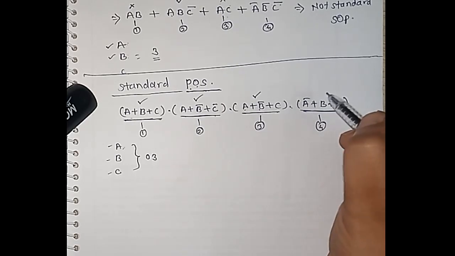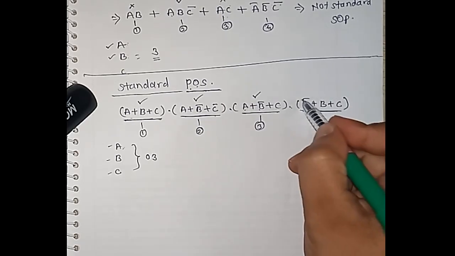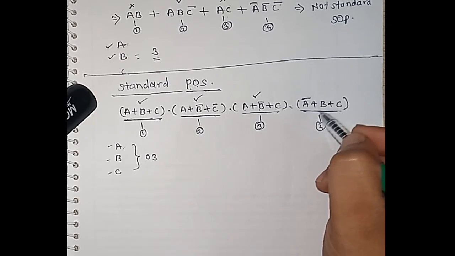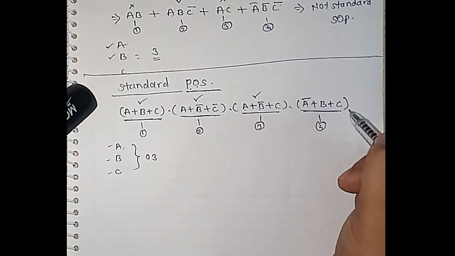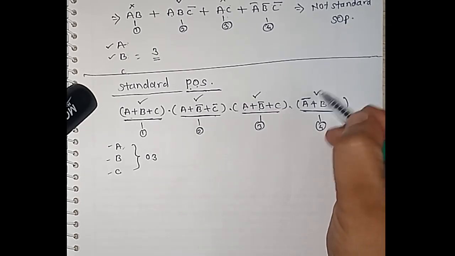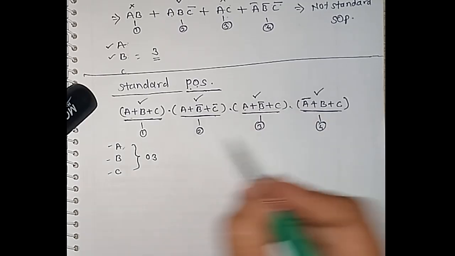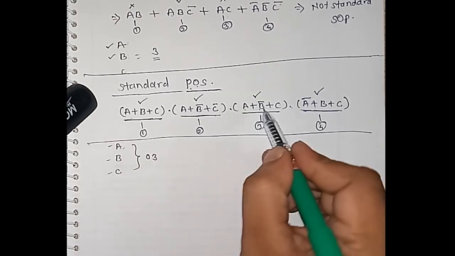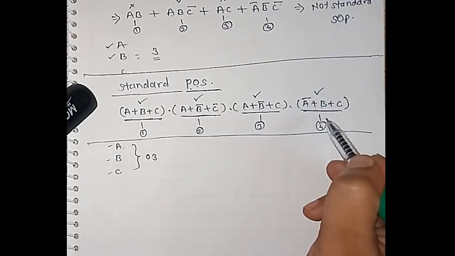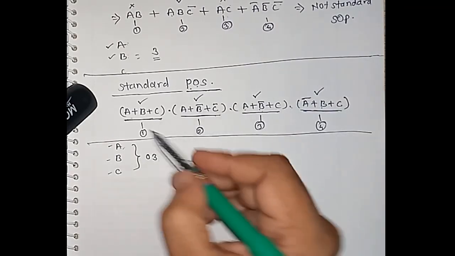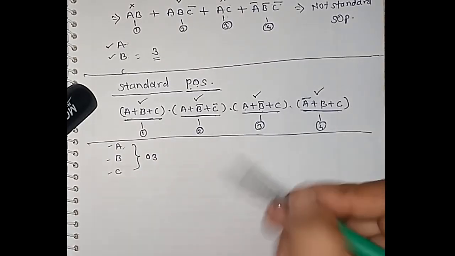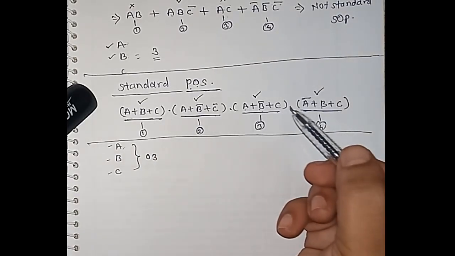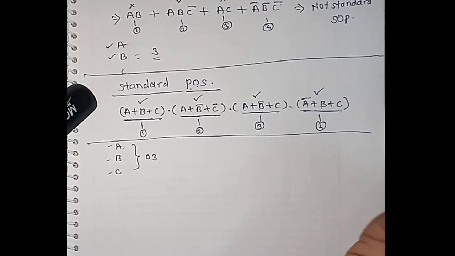So here also all the literals are present, A present, B is present, C is present. So this is also a valid sum term. So as per the definition, all the sum terms 1, 2, 3, 4 consist of all the literals A, B, C, either in complemented form or uncomplemented form. So this is a standard POS equation.